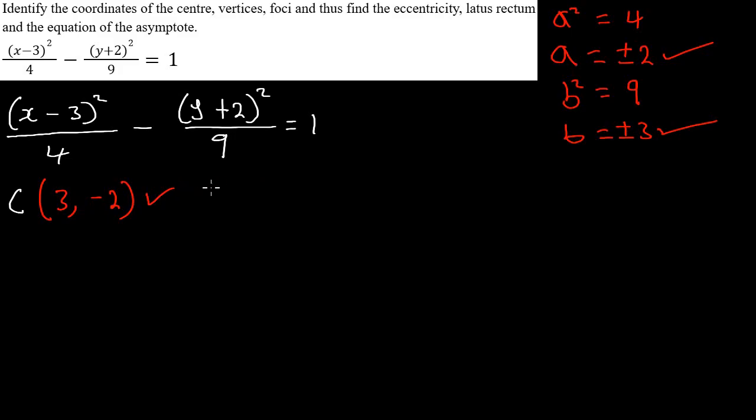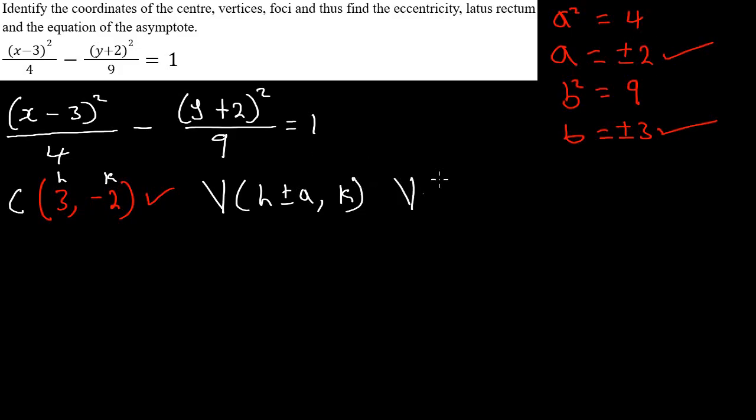Now that we have the value of A, we can get the coordinate of the vertices. Thus, V in the bracket will be, since it is horizontally orientated, that's one, and at the same time, it is not centered at the origin. We mentioned it earlier. So the coordinate of the vertices will be what? It will be H plus or minus A, K. H is 3. Let me just put it on top. And K is minus 2. A is plus or minus 2.